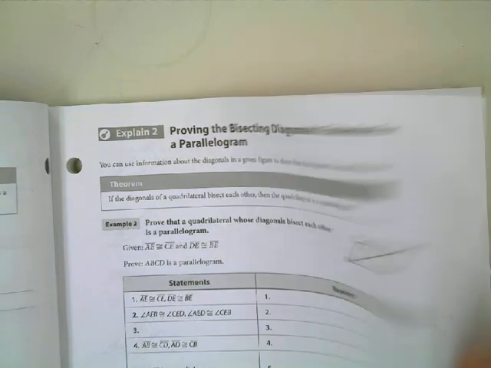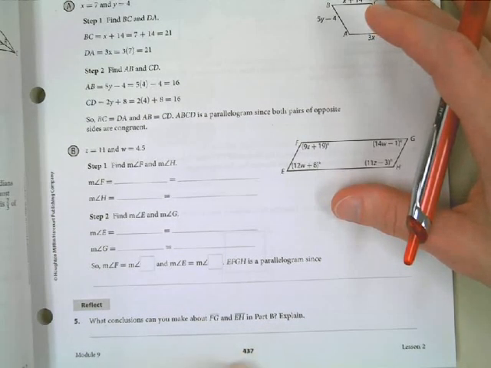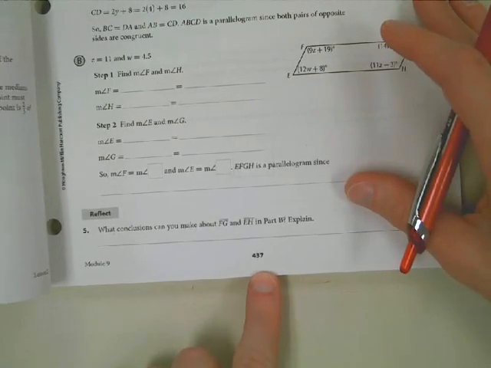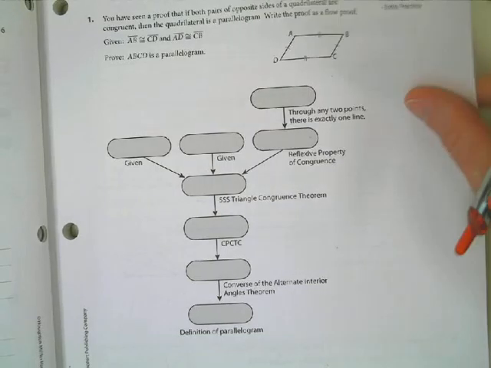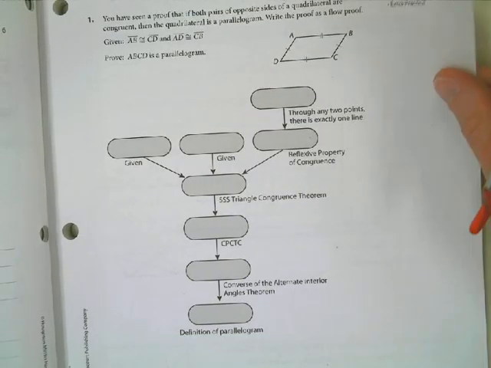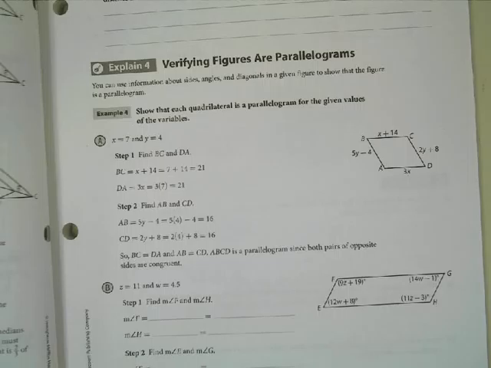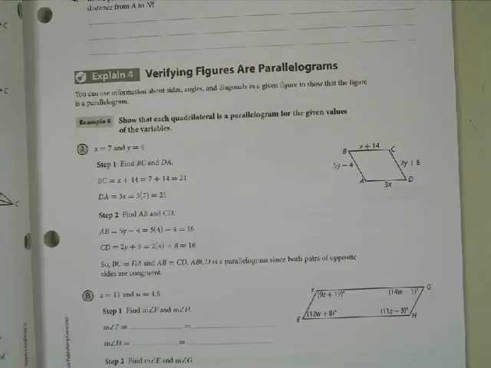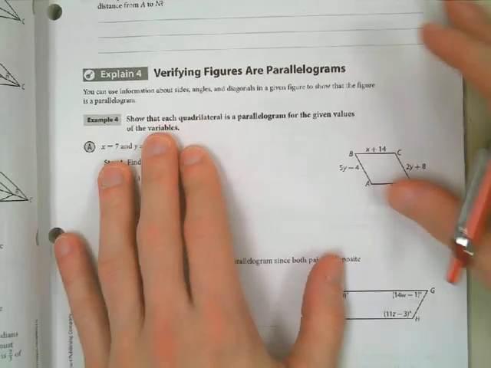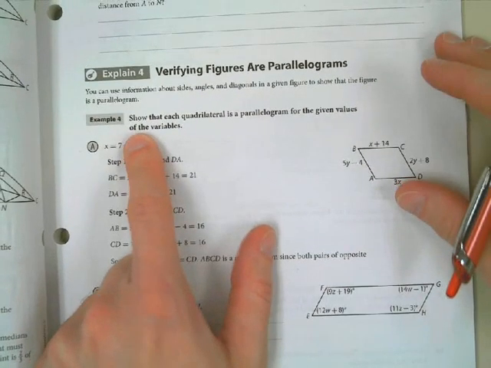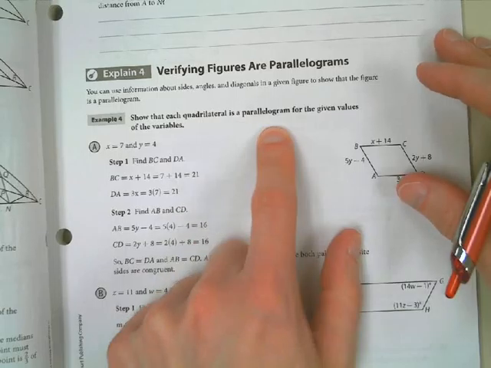So turn the page and let's look at page 437. We'll just quickly do two examples here, and then I'll let you get started on the assignment because it's pretty straightforward. So example 4, the directions change slightly from what we've been doing. Now it says, show that each quadrilateral is a parallelogram for the given values of the variables.